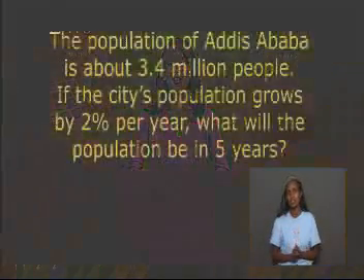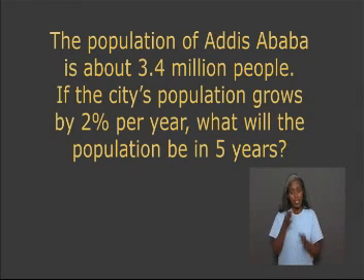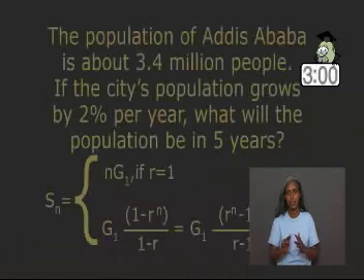We have time for a last activity, students. The population of Addis Ababa is about 3.4 million people. If the city's population grows by 2% per year, what will the population be in 5 years? You may get started right away. Students, let's get ready. Begin.